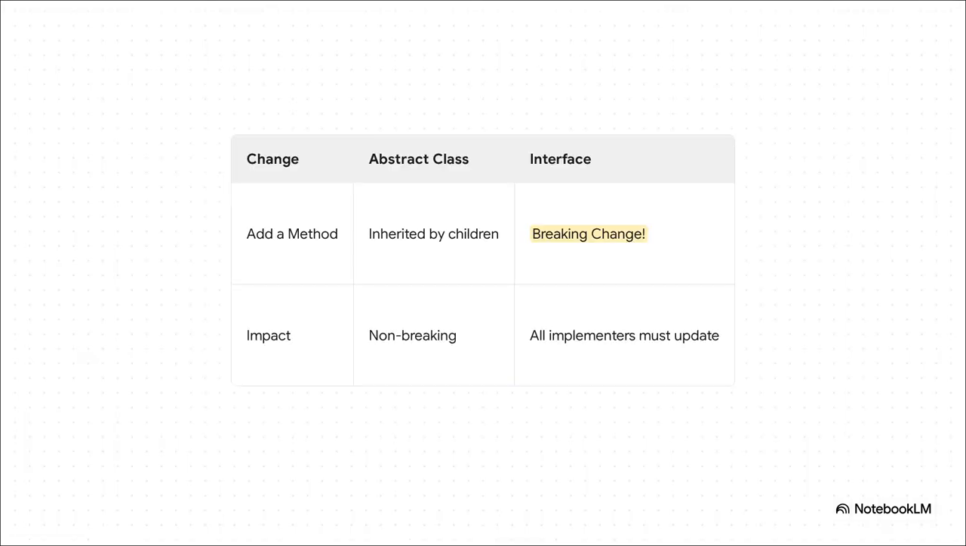Now, this design choice has some seriously crucial real-world consequences, especially when it comes to versioning. Think about it. If you release an interface and later you decide to add a new method to it, you've just created a breaking change. Every single class that implements that interface is now broken. It won't compile until they add the new method. But with an abstract class, you can add a new, fully implemented method, and all the classes that inherit from it just get that new functionality for free. It makes abstract classes way more forgiving to evolve over time.